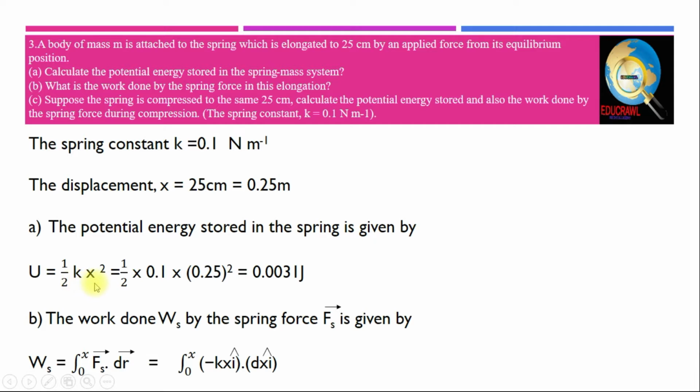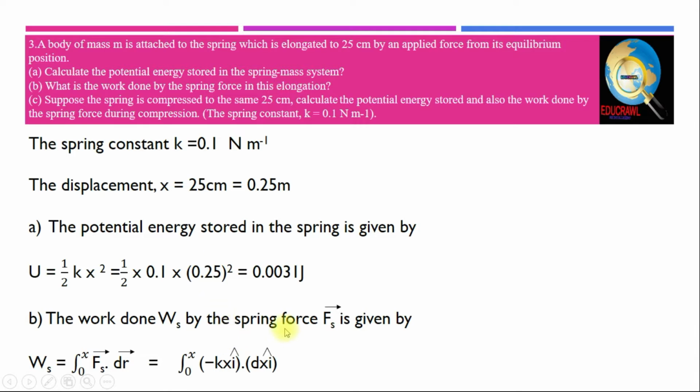Substituting the k value and x value from the question, we have half into 0.1 into 0.25 the whole squared. So when you multiply and divide, you get the answer as 0.0031 joule. This is the potential energy. Next, we have to find the work done.